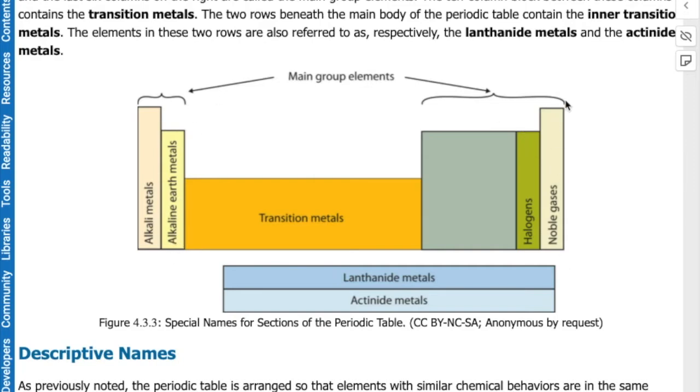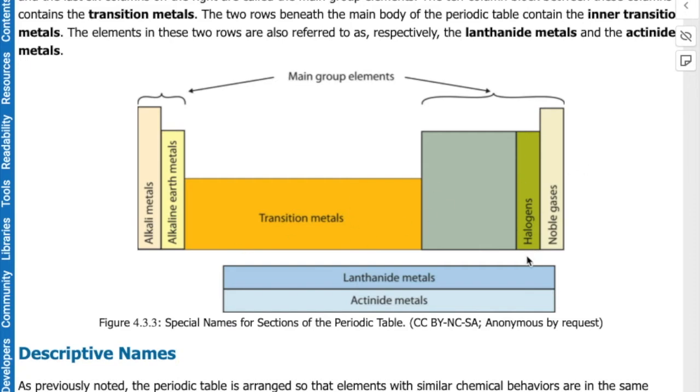And then at the very end of the table, we have the noble gases all the way over to the right. They're called noble gases because they don't like to associate and bond and form compounds with other elements. Generally, they keep to themselves, so they're haughty, they're nobility. They don't like to associate with the other peasants.